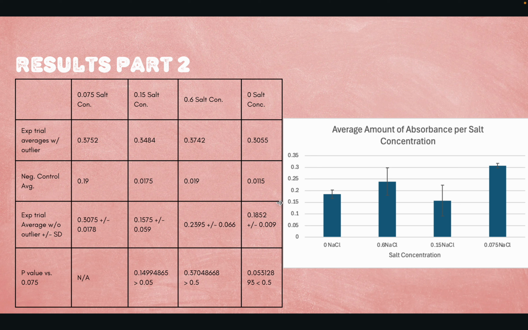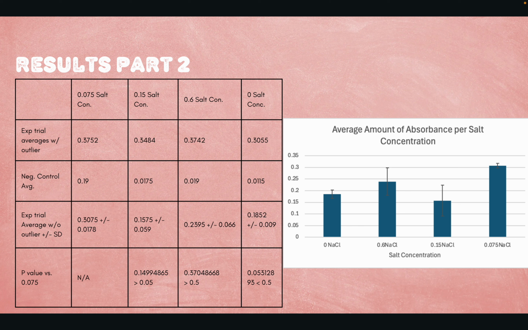And then on this side, we have our graph on the left side. We have our 4 different concentrations. The first bar, we have our experimental trial averages with the outliers. So in our raw data, we found that we did have outliers in some of the data points. So this is our averages with all the data included. On our second bar, we have our negative control averages, so just the average of the negative controls.